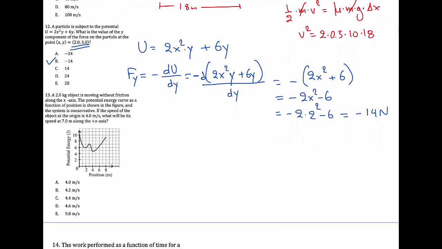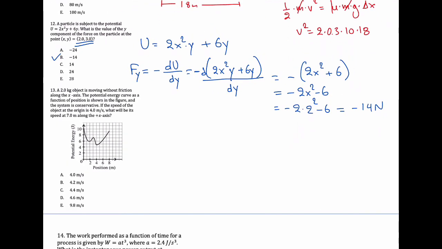And one more question for potential energy and speed. We are given a potential energy graph with respect to position, and we know that the force is conservative, so most likely we'll use that the mechanical energy at one position is equal to the mechanical energy at another position. Now, the initial position is at the origin, so position 0 is our first position, and the final position, where we need to find the speed, is 7 meters.